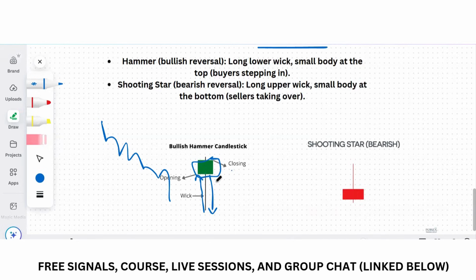Okay, so when you see a green candle like this and it has a small body but a long wick, it indicates a lot of buying pressure, which could mean that now we're going to start trending upwards.